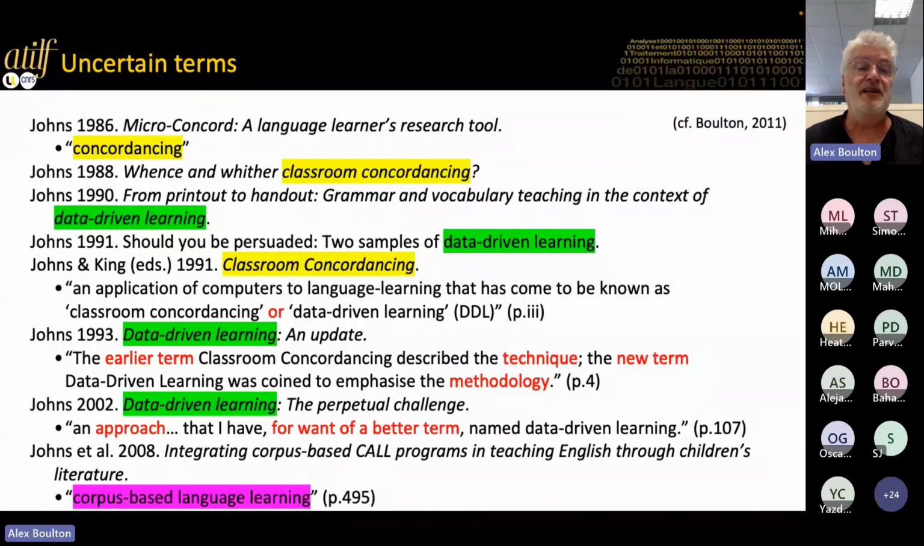But then 2 years later, in 1993, he published a paper called Data-Driven Learning, an Update, and he compares the earlier term of classroom concordancing and the new term of data-driven learning, with a difference. Classroom concordancing was for the technique and DDL for the methodology. Aha. But in 2002, Data-Driven Learning, the Perpetual Challenge, DDL is not a methodology, it's an approach. And it's an approach that I have, for want of a better term, named data-driven learning. And his final paper, in collaboration with 2 of his doctoral students in 2008, talked about corpus-based language learning.